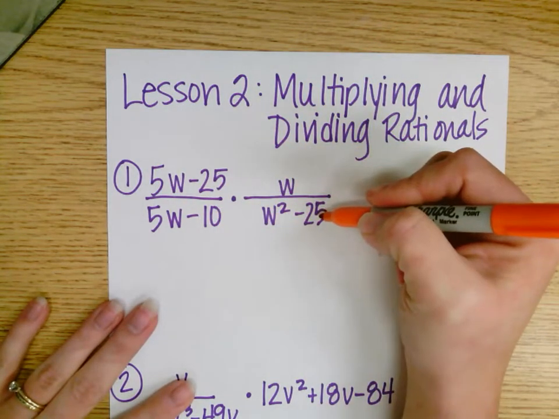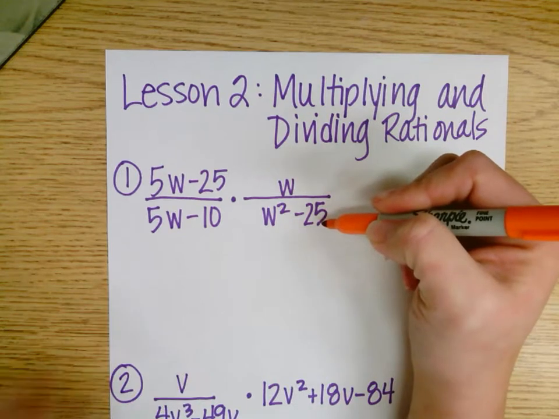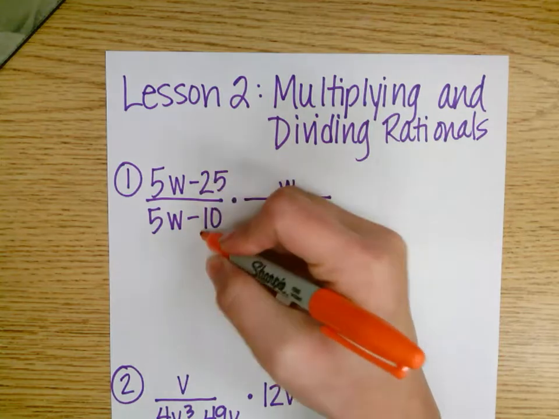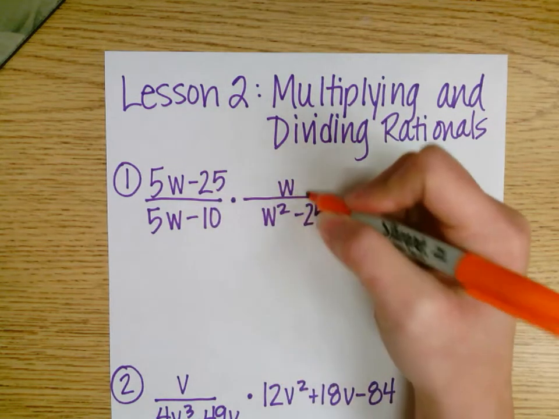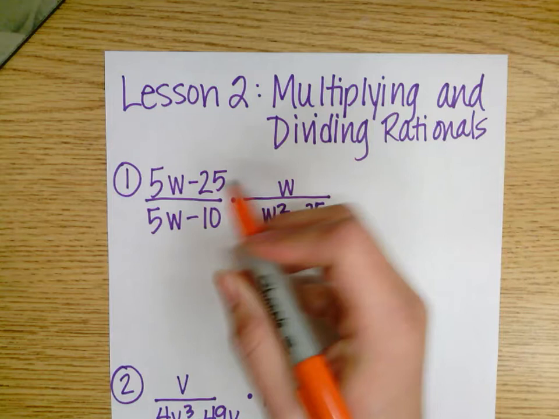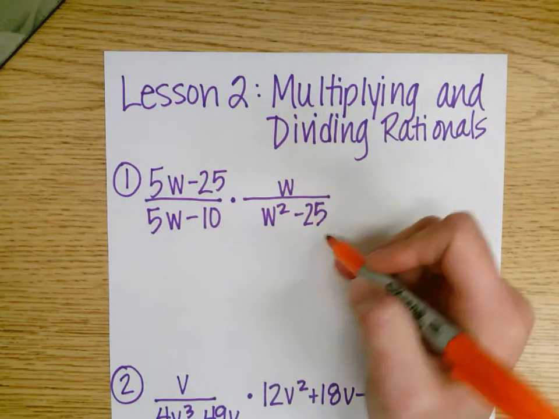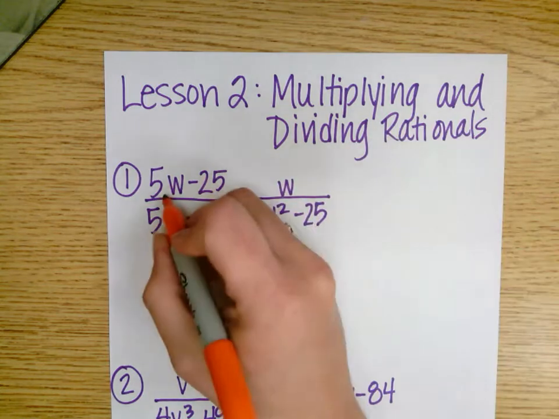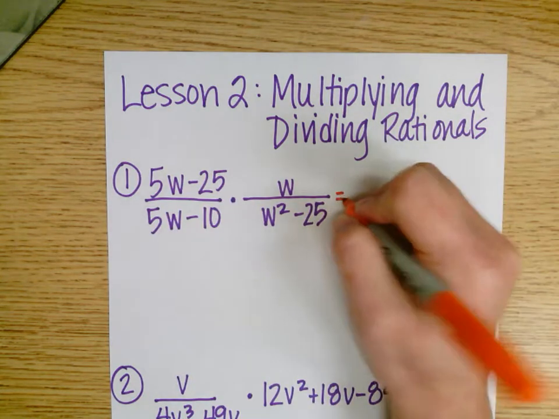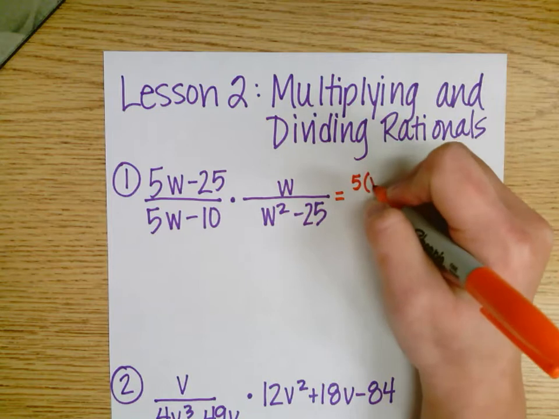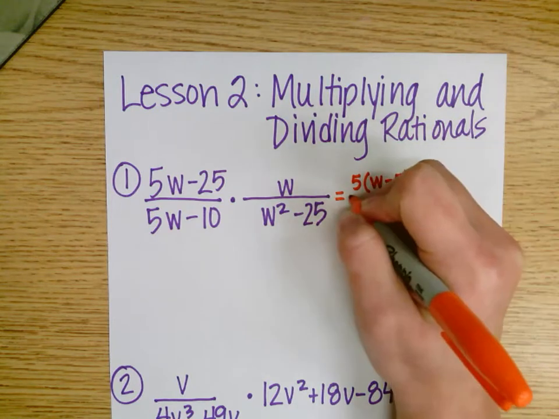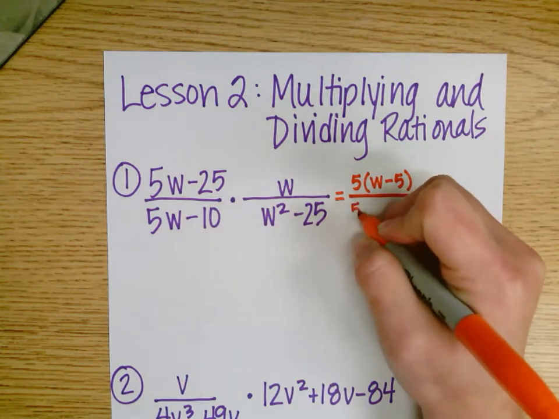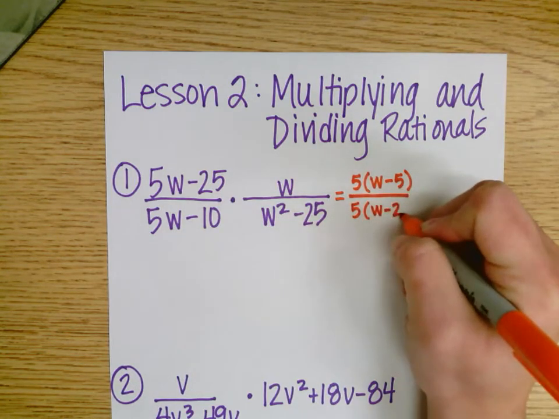But in order to simplify easier, we're going to start off factoring each part. So here I have a numerator, denominator. Here I have a numerator and denominator. I'm just going to go through each portion, and if it can be factored, I'll factor it. If it can't be factored, I'll just write it down. So 5w minus 25, I can factor out a 5, and I'll leave w minus 5. The denominator, I can also factor out a 5, so I'll have w minus 2 left behind.